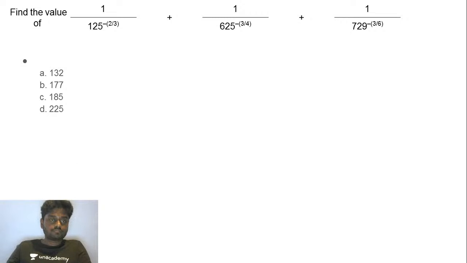Come on. You need to find the value of this. Come on. What is the value of the given question?